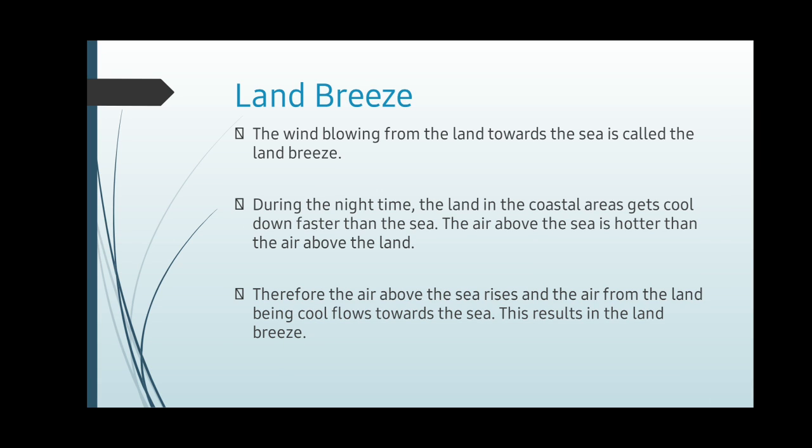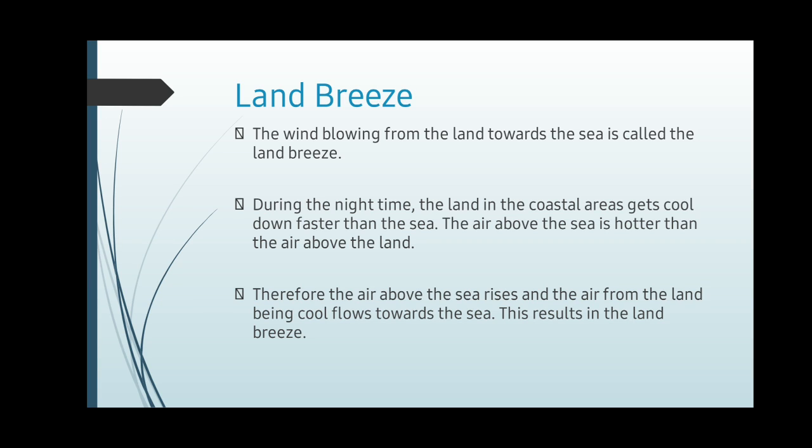Next, land breeze. It's just vice versa of sea breeze. The wind blowing from the land towards the sea is called land breeze. During the night time, the land in the coastal area gets cooled down faster than the sea. The air above the sea is hotter than the air above the land. Therefore, the air above the sea rises, and the air from the land, being cool, flows towards the sea. This results in the land breeze.